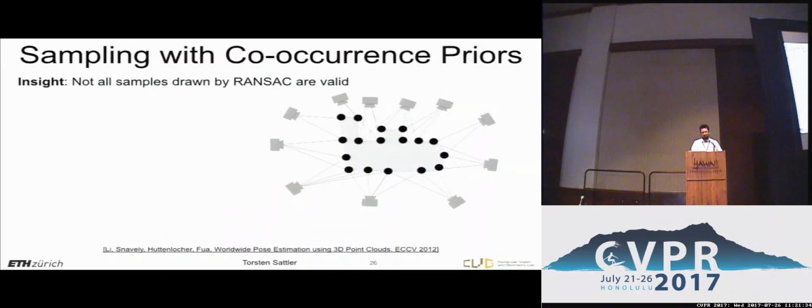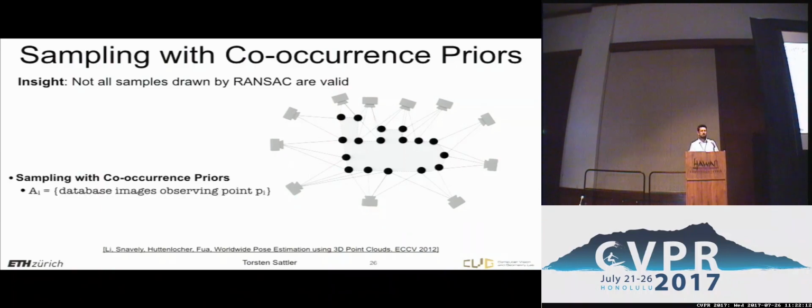So the first one is based on the insight that not all RANSAC samples are meaningful. If you assume that you take those 3 points as part of the 3 matches that you take in RANSAC, then you would know that the pose that you get will not be meaningful because those 3 points are not co-visible. This leads to a very simple alteration of the sampling scheme used by RANSAC, where you include co-occurrence information for the sampling. So the idea is that you use information about which database images observe a point to guide your sampling.